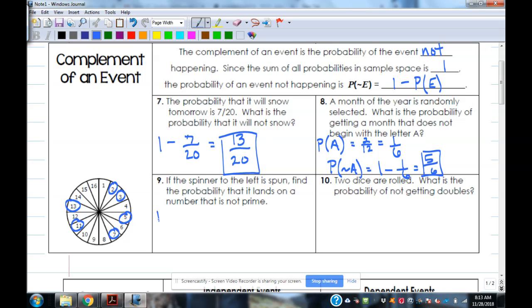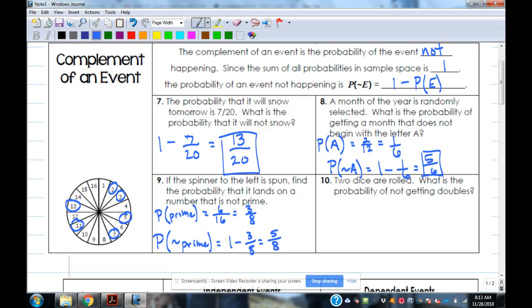So the probability of it landing on prime is 6 out of 16, which is 3 out of 8, right? So the probability of not prime, 1 minus that, would be 5 out of 8. Is that right? Did I count right? 1, 2, 6. Yeah, I did count right. So that would be 5 out of 8, right? I'm sure I didn't miss a prime number.